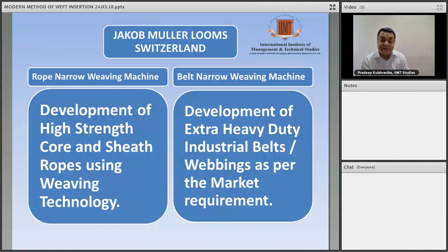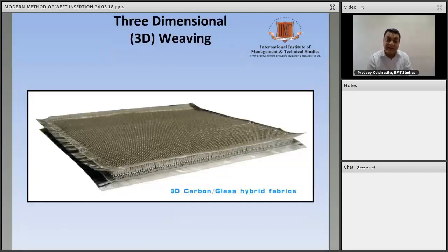In a conventional rope, suppose we are using a rope of 10 mm diameter in aramid, only 2 mm diameter will serve the same purpose. So this is the advantage. Then, development of extra heavy duty industrial belt weavings. This is mainly for DRDO, ADRDE defense, and even now, with lamination coating treatment, they are widely used for ring frame belts, commercial belts, and other uses.